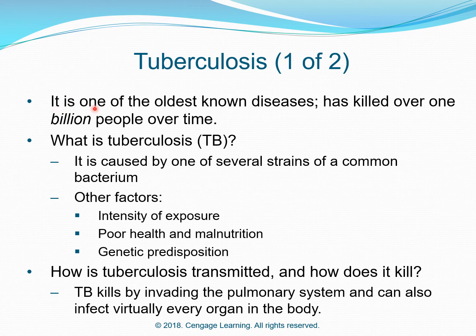Tuberculosis, one of two. It is one of the oldest known diseases and has killed over 1 billion people over time. What is tuberculosis? It is caused by several strains of a common bacterium. Other factors: intensity of exposure, poor health and malnutrition, genetic predisposition. How is tuberculosis transmitted? How does it kill? TB kills by invading the pulmonary system and can also infect virtually every organ in the body.